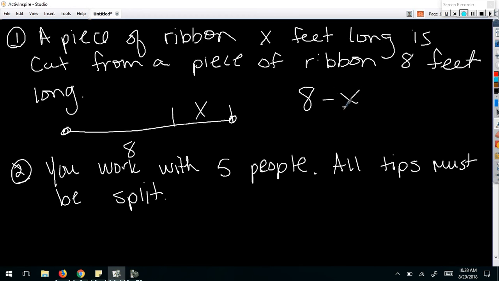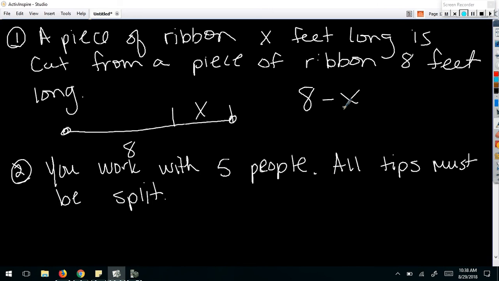8 minus X. You see, the problem didn't say write an expression for X less than 8, or the difference of 8 and X. You had to interpret that by reading the problem. Look at the second one. You work with 5 people. All tips must be split.